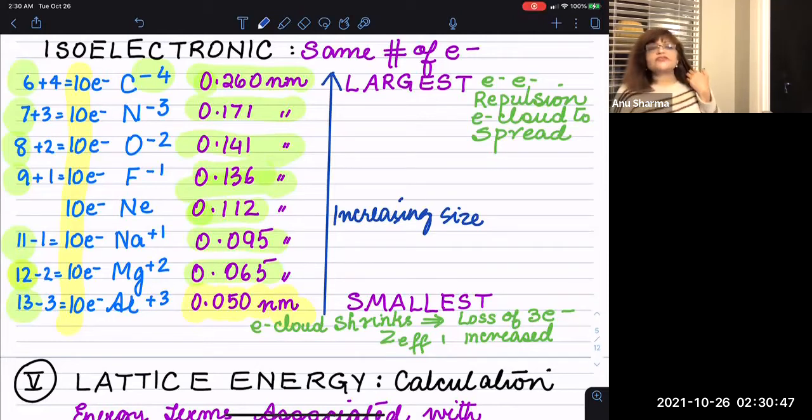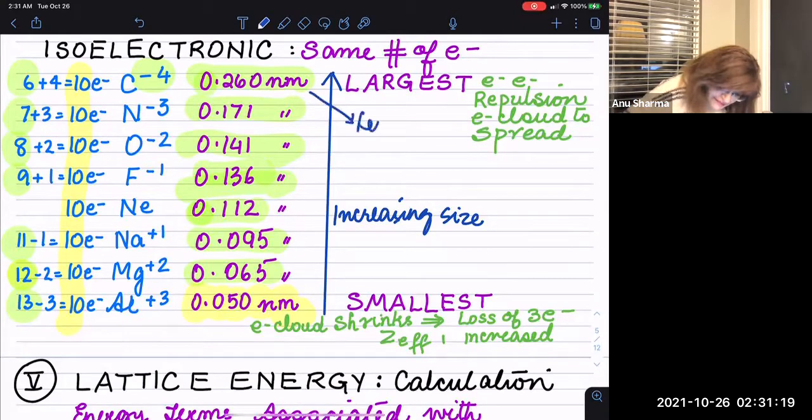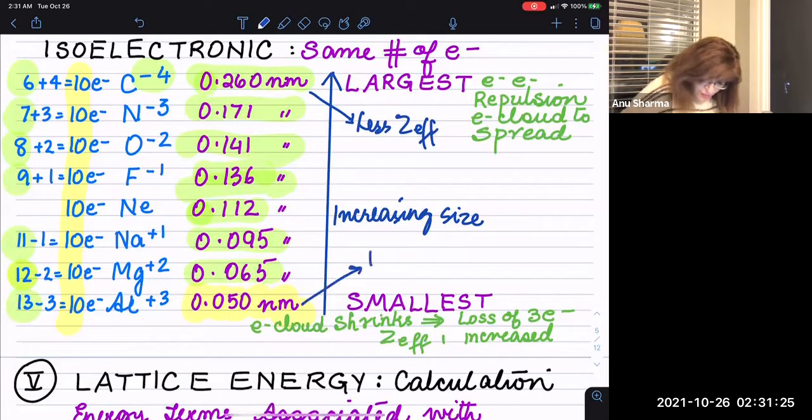The largest ion is that of carbon, although the number of protons is small. Why? Because there is electron repulsion, and the electron cloud actually expands. So, less nuclear pull basically. But in aluminum, the electron cloud shrinks because there is a loss of 3 electrons, and the nuclear pull is increased, it is a strong nuclear pull. So here this is less nuclear pull, and here you have more nuclear pull.